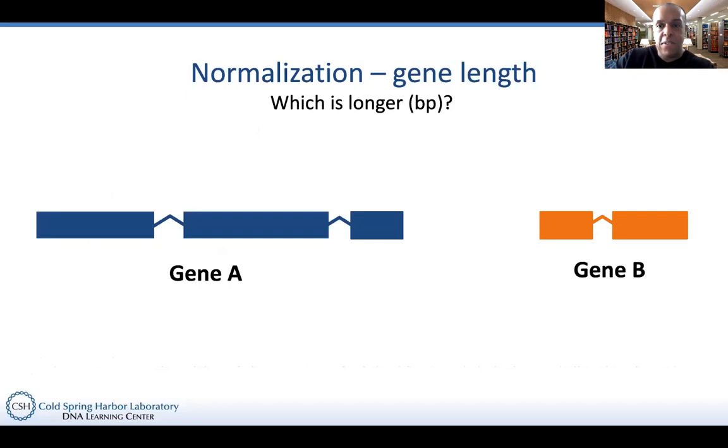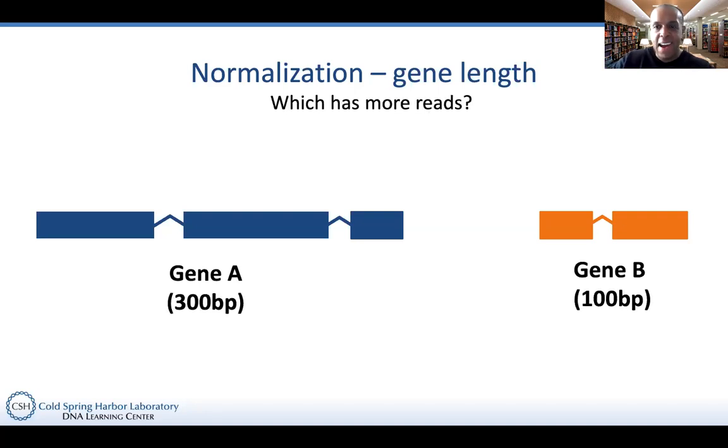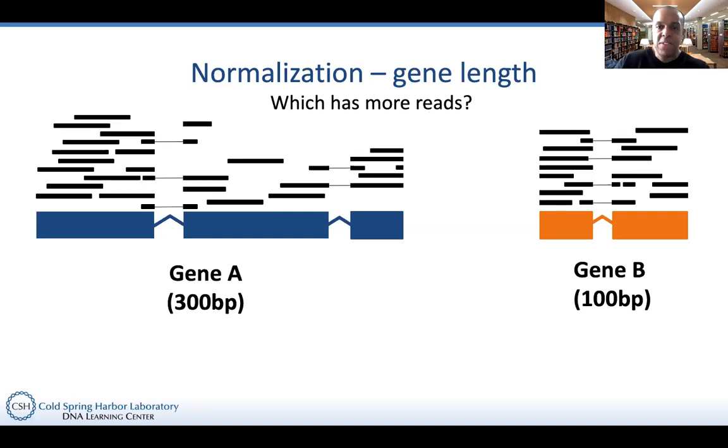If you look at these two genes, gene A and gene B, which one of these is longer? So I hope by looking, you can kind of guess that gene A is longer. And in my little cartoon example, 300 base pairs for gene A and 100 base pairs for gene B. Now let's say I have some sequencing reads that I've aligned to them. So those are the reads in black. And my next question would be, which one of these has more reads? Do you count more reads over gene A, or do you count more reads over gene B?